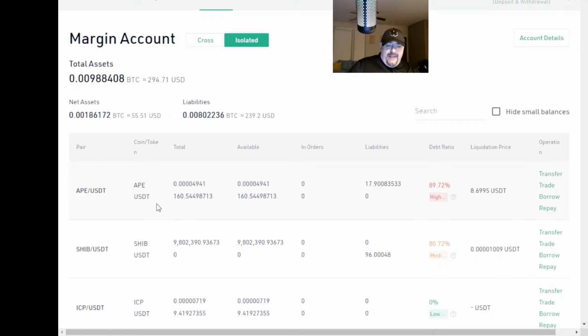So let me take a look at my ape. So ape, you would have noticed that in my totals, which is this column here, you would have noticed that I had 17.9 apes, because that's what I borrowed. They would also have been here.